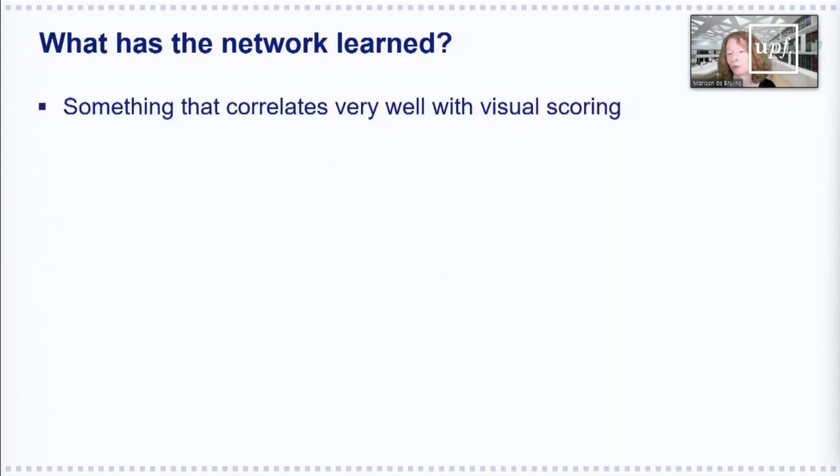Now, what has the network really learned? So far, we basically only know that we have found something that correlates well with visual scoring.